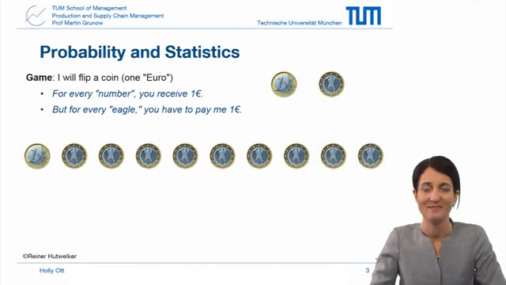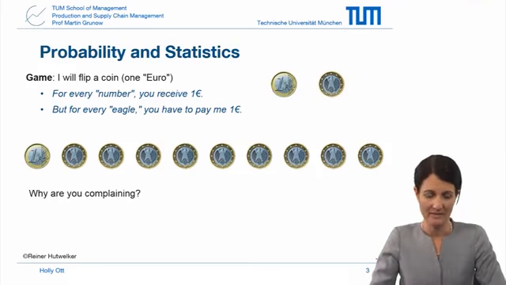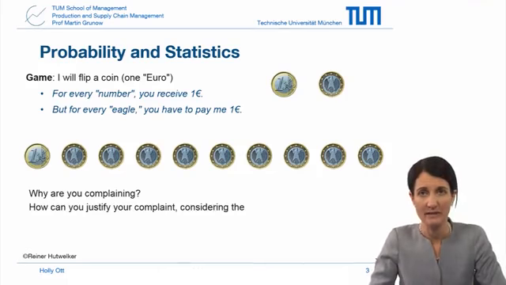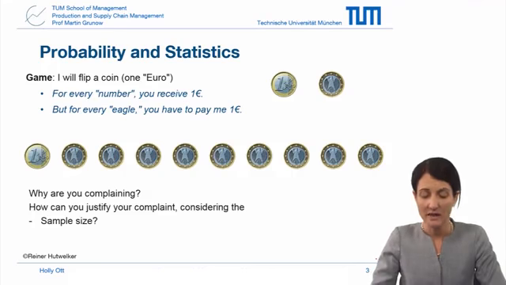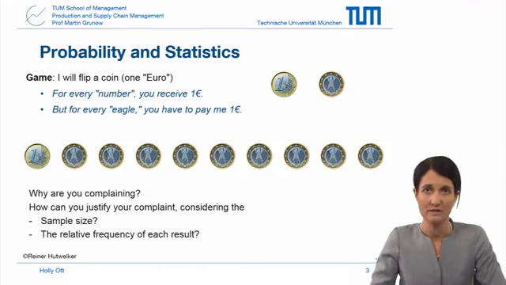Now, when did you start to complain? We have 10 tosses. There was one time a number, and the rest of the time was an eagle, so I got lots of money back. Why are you complaining? And how can you justify your complaint considering the sample size and the relative frequency of each result? We will look at exactly this in session 2.3.